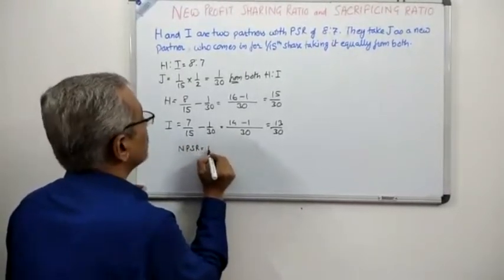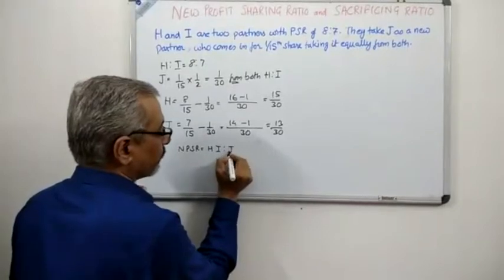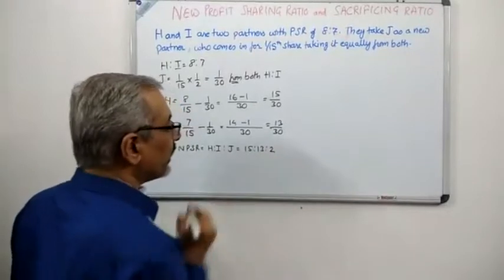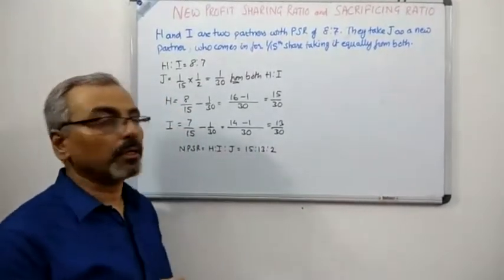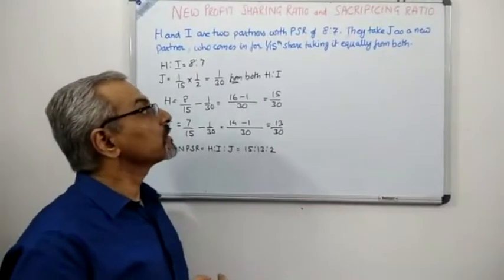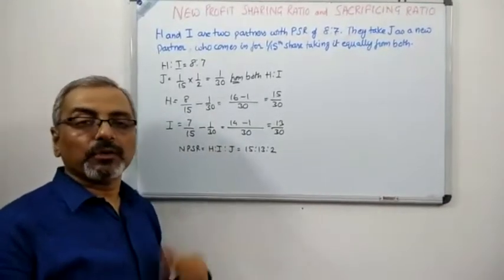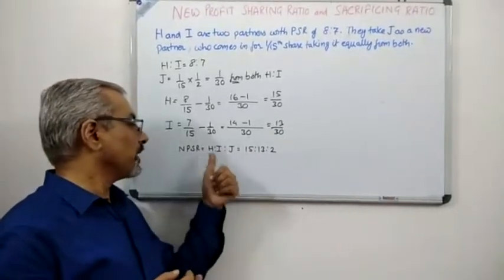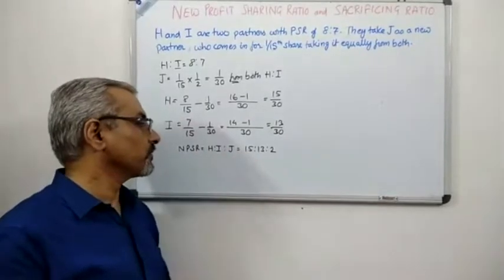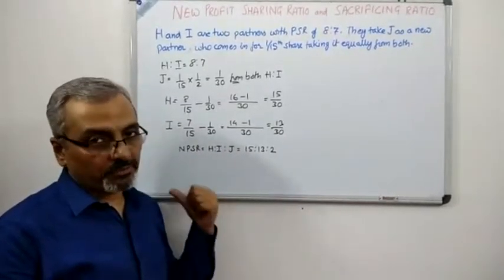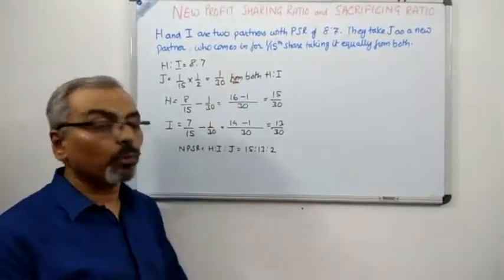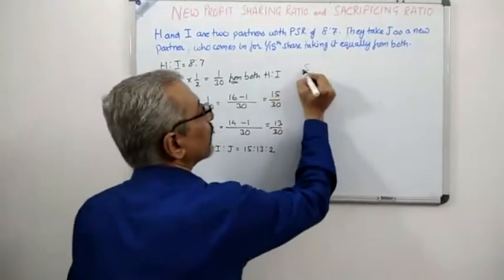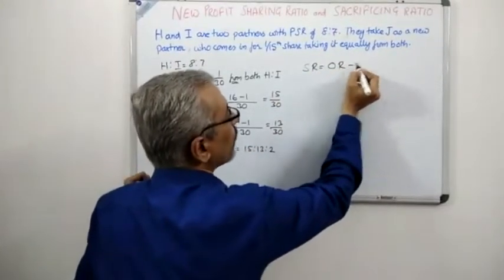and therefore the new profit sharing ratio between H, I and J will be 15:13:2. Why 2? Because the denominator is 30, and the new partner J had come in for 1/15th share, and if it is 1/15, it will automatically be 2/30. So we have come to this conclusion that the new profit sharing ratio between H, I and J is 15:13:2. So once we have this new profit sharing ratio and we have the old profit sharing ratio, calculation of sacrificing ratio becomes very easy using the formula sacrificing ratio is old ratio minus new ratio.